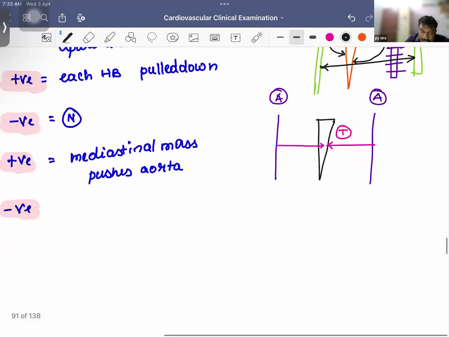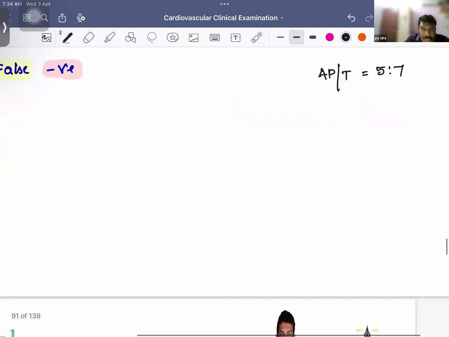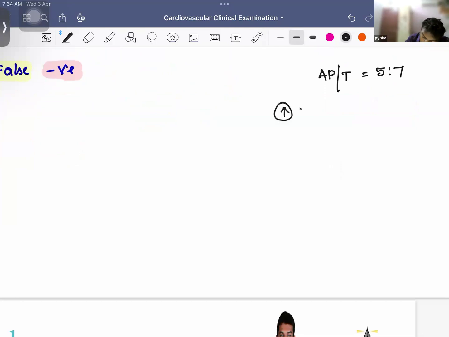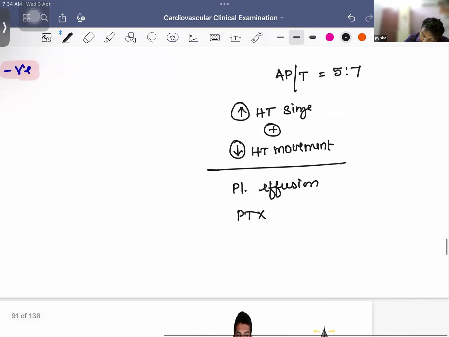Okay, so always remember this AP diameter to transverse diameter is 5:7. So if there is any alteration in this, then it is going to be a problem with the lung. Okay, so whenever there is an increase in the hemithorax size plus decrease in the hemithorax movement, okay, then it is going to be pleural effusion, pneumothorax.